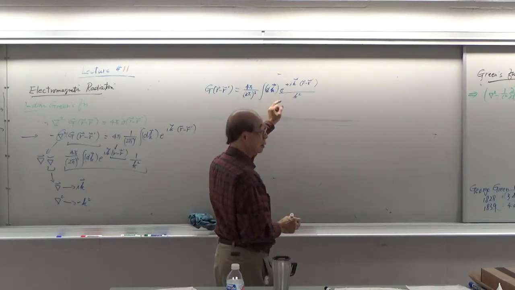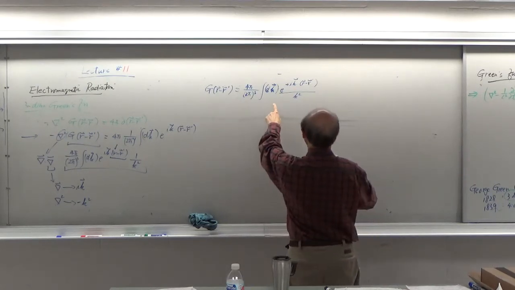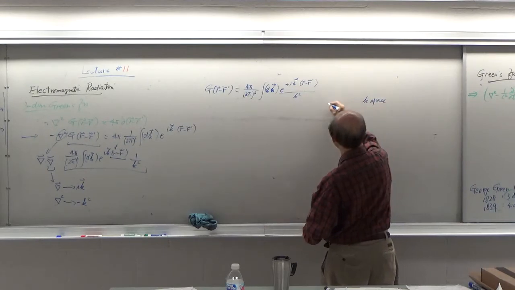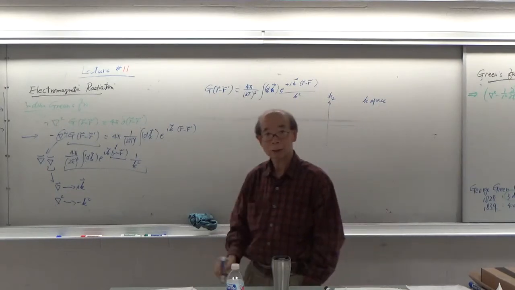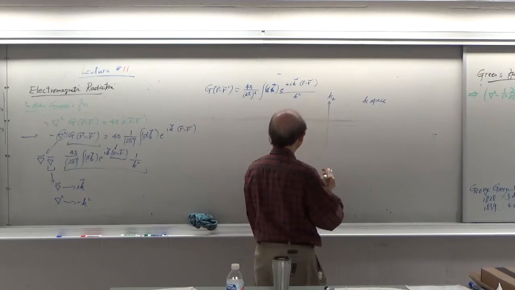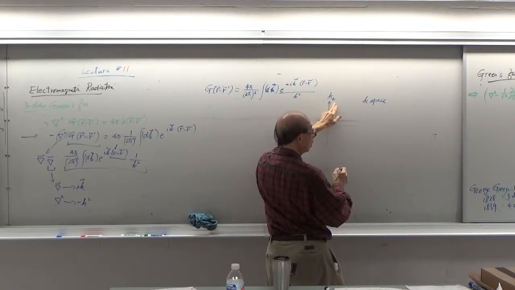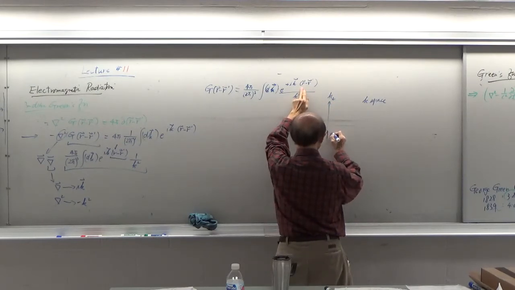Actually, this integration can be done relatively easily. Namely, we're interested in the integration in k-space, and let me pick the k z coordinate axis, and then I line this z axis in k-space to be along r minus r prime.